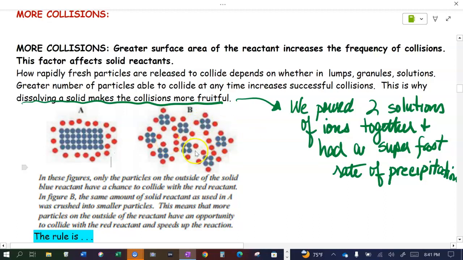This time there's 32 particles that are on the outside, and we did that just by breaking apart the chunk. 1, 2, 3, 4, 5, 6, 7, 8, 9, 10, 11, 12, 13, 14, 15, 16, 17, 18, 19. There were 19 particles able to react and 32 exterior particles here. So simply by crunching it up a little, we were able to get a greater surface area. So this one, 32, would have more collisions because there's more particles available.